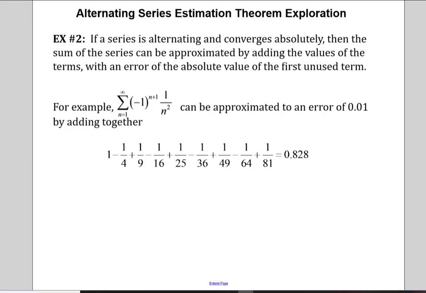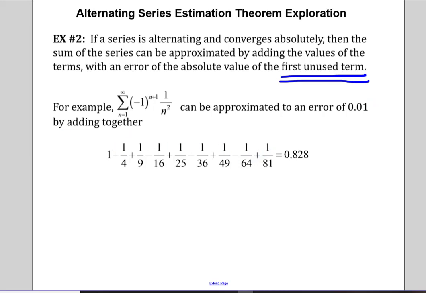In example 2, if a series is alternating and converges absolutely, then the sum of the series can be approximated by adding the values of the terms with an error of the absolute value of the first unused term. There's that first truncated term. So here's our example. We have this expression, and we can show that it can be approximated to an error of 1/100th by adding together these first few terms.